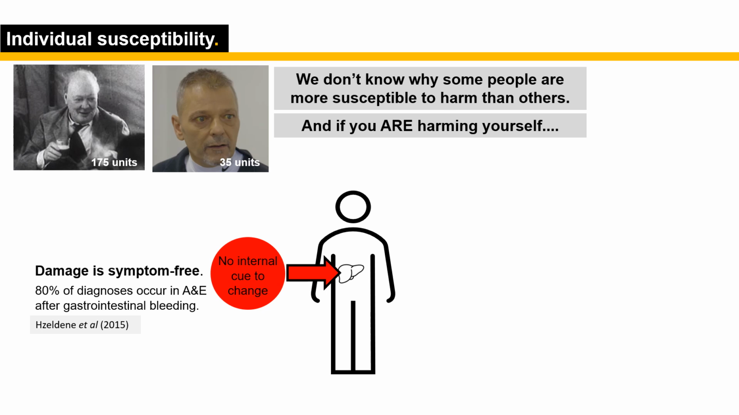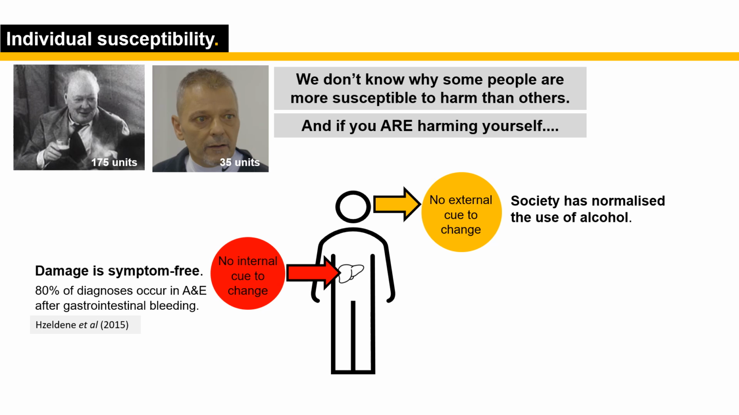We know about 80% of diagnoses of liver failure occur in A&E after gastrointestinal bleeding. So people don't go to the doctors, they actually get that bleeding and go to A&E, and that's where a diagnosis is made. Now they don't get an internal cue to change before that. For most people, they don't get pains or symptoms that tell them they're drinking too much. The other thing to bear in mind is they don't get an external cue to change either, and that's because we've normalised the use of alcohol.